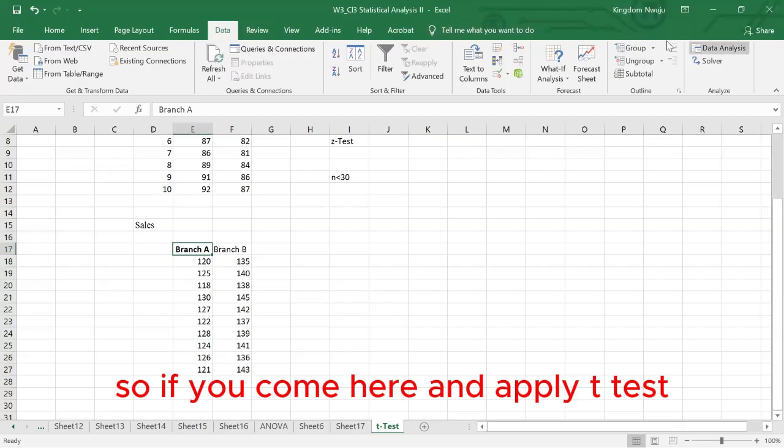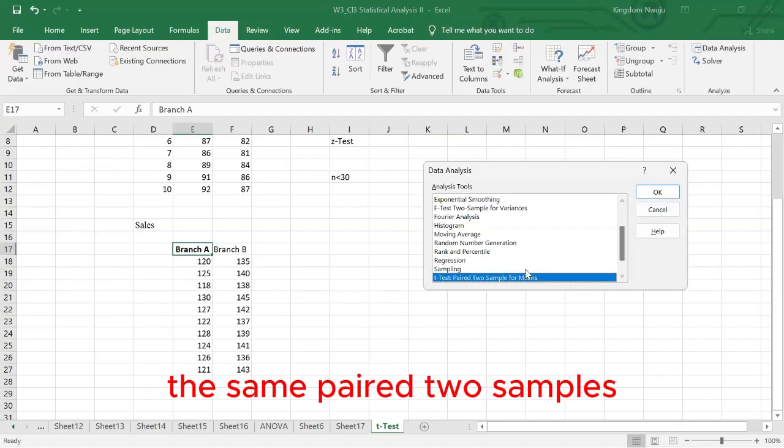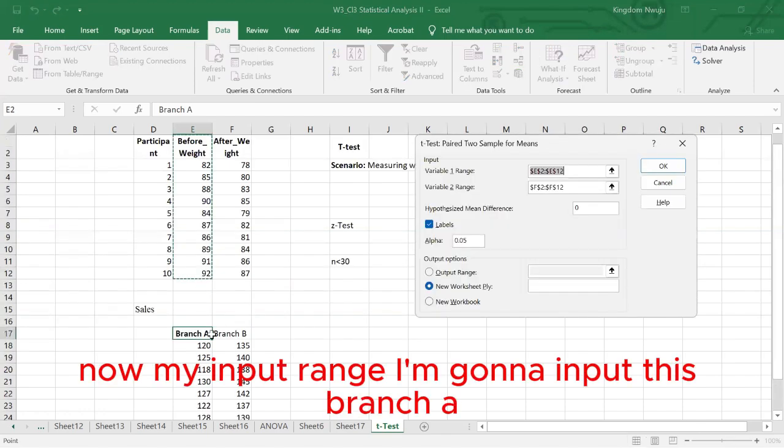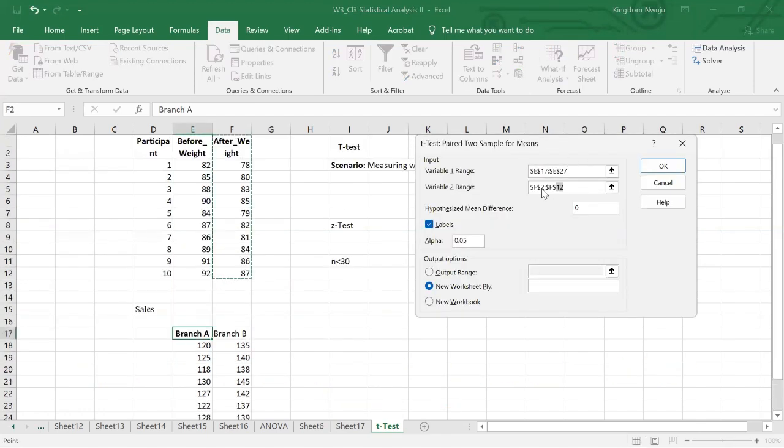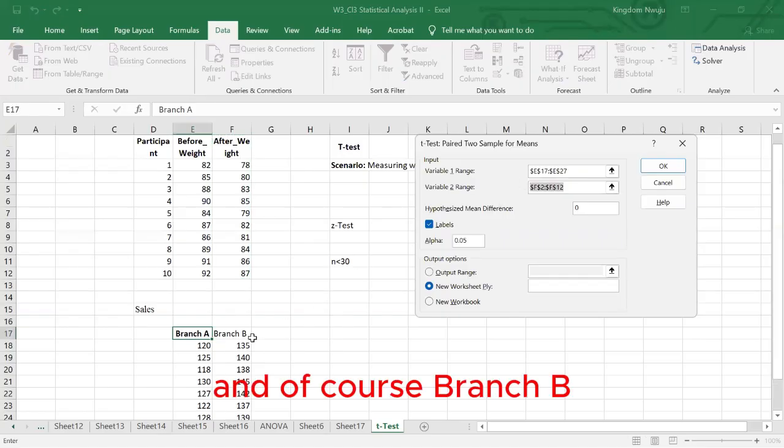So if you come here and apply t-tests, the same paired two samples. Now, my input range, I'm going to input this branch A. And of course, branch B.